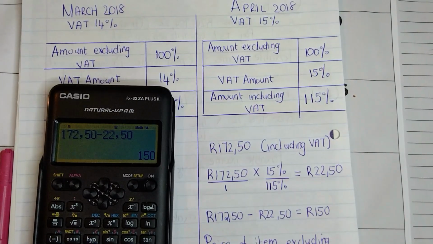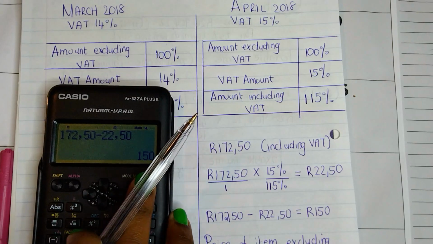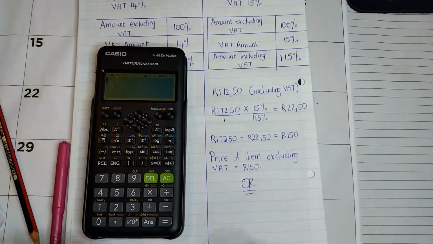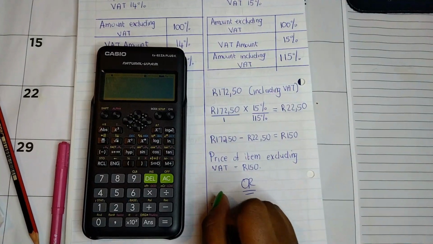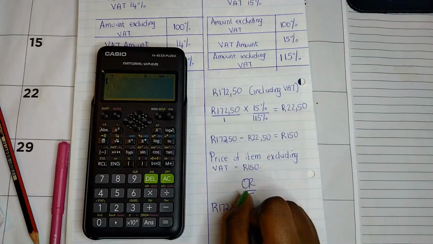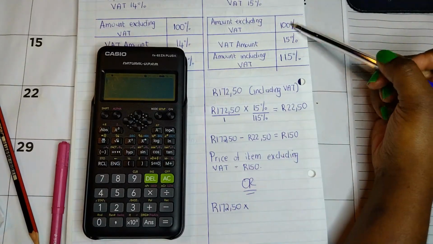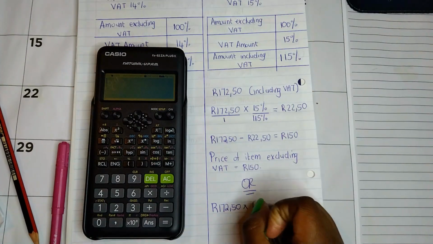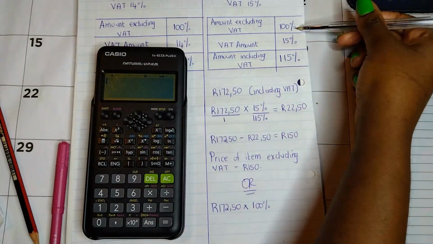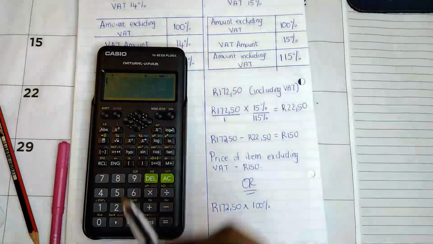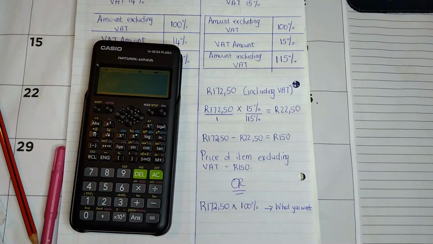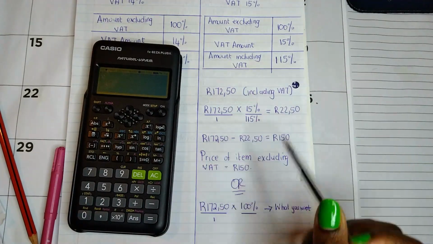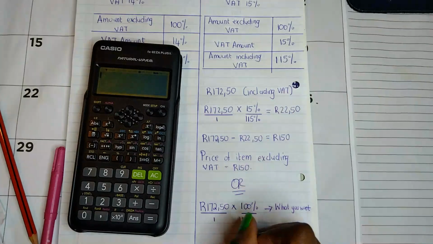So the price of the item, not including VAT, is equal to 150 Rand, okay? Or an alternative to this method is, what do you want? You want the amount excluding VAT. You can just take that 172.50 multiplied by what you want, the 100%, because that is the amount excluding VAT, divided by what you have. You've got the amount including VAT, which is the 115%.